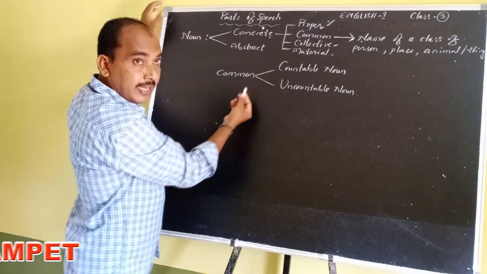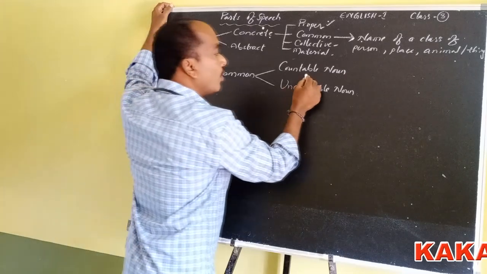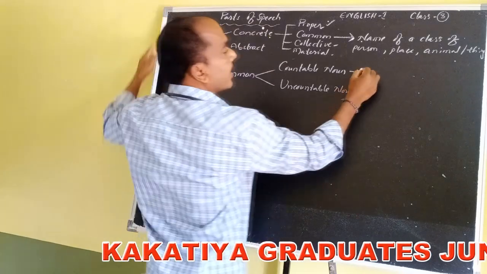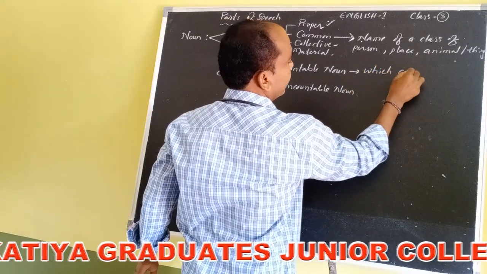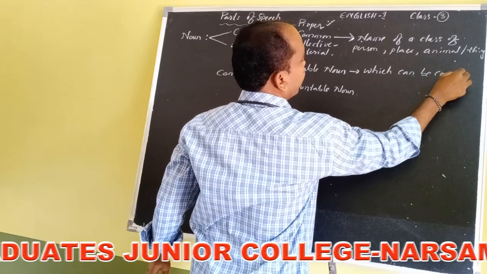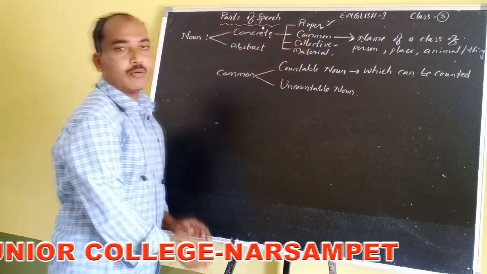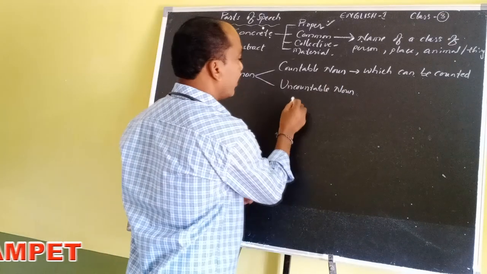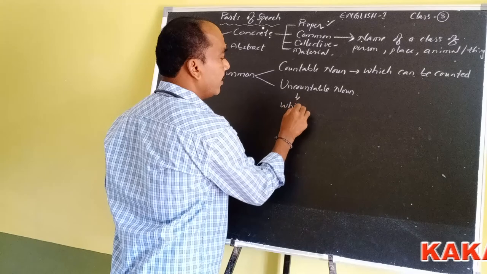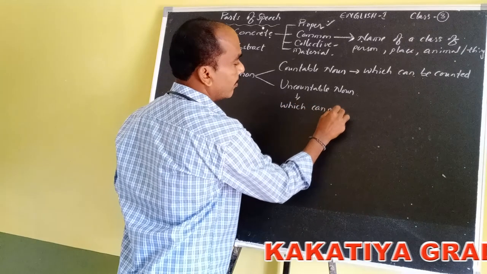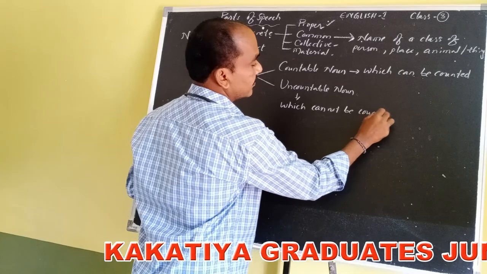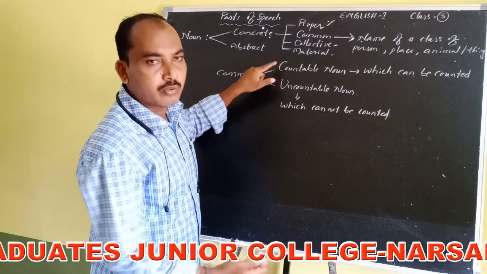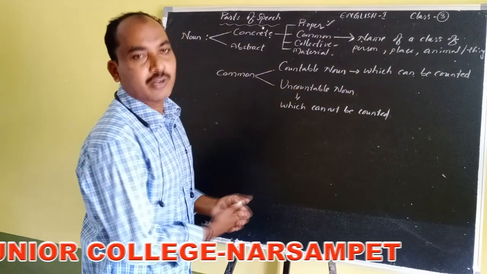Common noun again can be divided into two types, countable nouns and uncountable nouns. What is meant by countable nouns? Which can be counted. Means it is possible to count. Uncountable noun means which cannot be counted. See here. Countable means able to count. Uncountable means not able to count. Very simple.